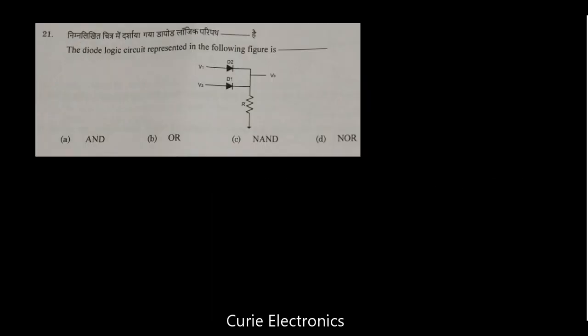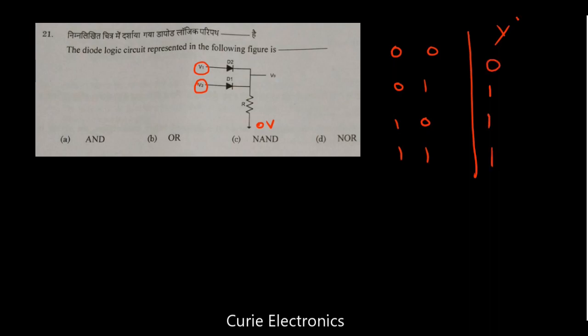Question number 21. The diode logic circuit represented in the following figure is, we have two diodes, and this is the ground, 0 volt. Now I'll write the table, 0 0, 0 1, 1 0, 1 1. What is going to be the output? Whenever V1 or V2 or both are high, we will get output as high, 1 1 1. Otherwise, when both inputs are 0, the diodes are off, so we will get 0. So this gate is an OR gate.